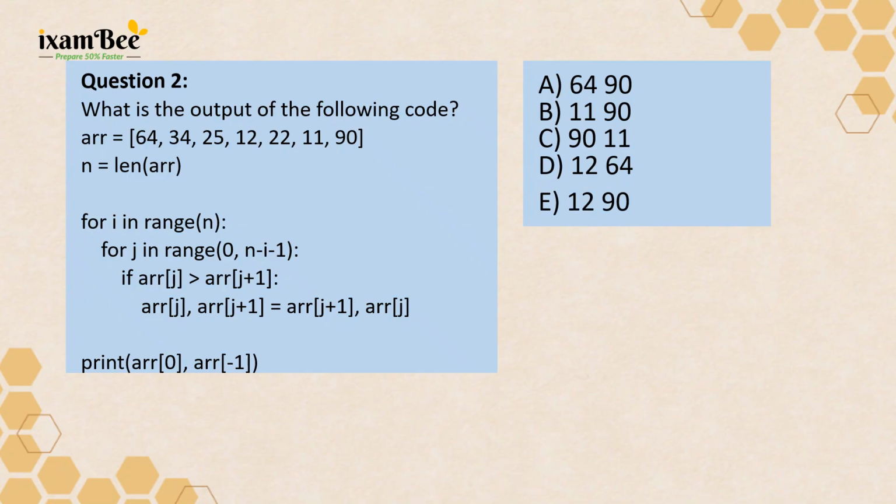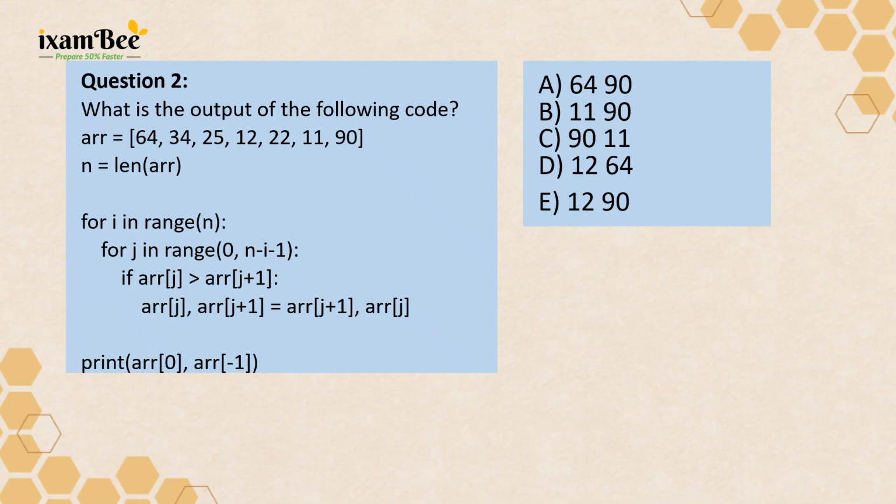In this next question, you have to predict the output of the following code. You are given an array of elements and n is the length of the array. Then you are using nested for loops and the logic of a particular sorting algorithm is implemented here. After the nested for loop, you have to print what would be array of 0 and array of -1.